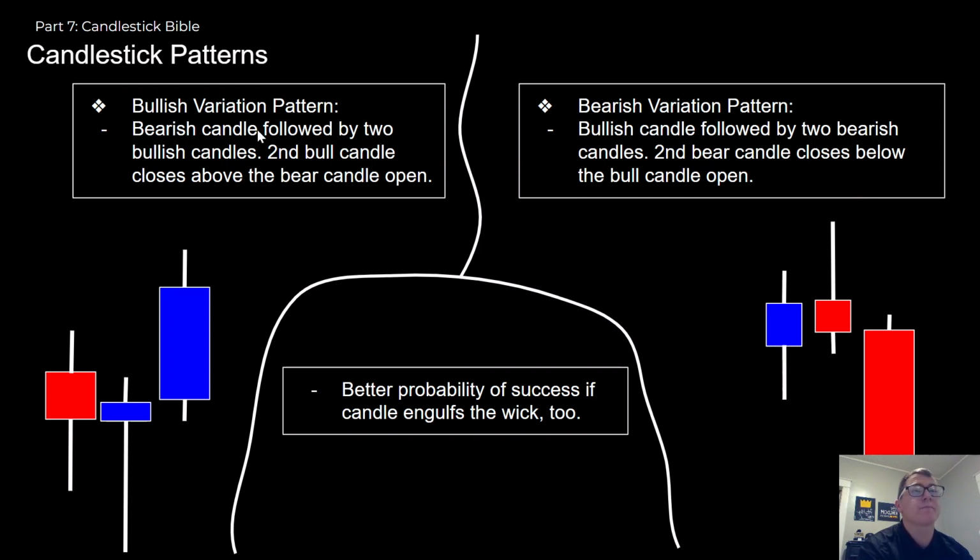In the bullish variation, you're going to have a bearish candle followed by two bullish candles, and the second bull candle closes above the bear candle's open. So the bearish candle opened here, followed by two bullish candles, and it closes above it. And same as with the engulfing, you're going to have a better probability of success if the second candle engulfs the wick of the bearish candle. As you can see here, the body engulfed the wick of the bearish candle. Now obviously the bearish variation is the same thing, it just flips. So now you're going to have a bullish candle followed by two bearish candles.